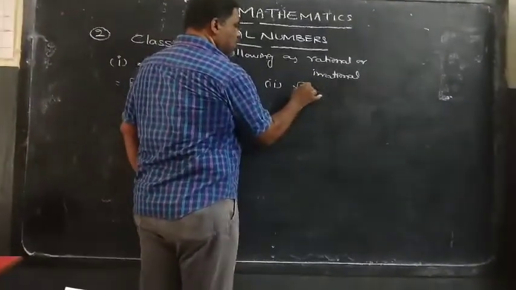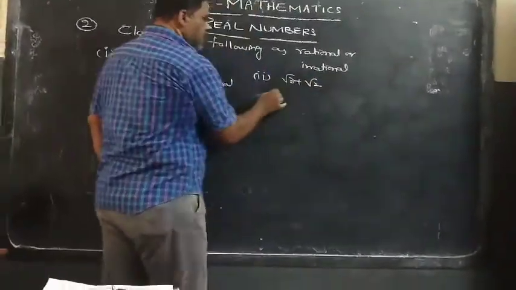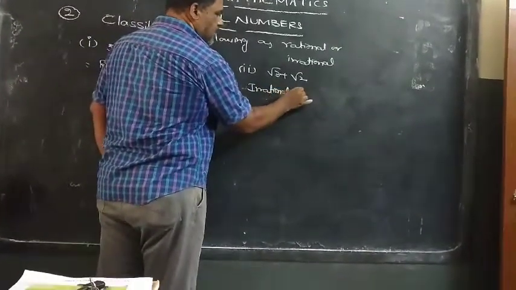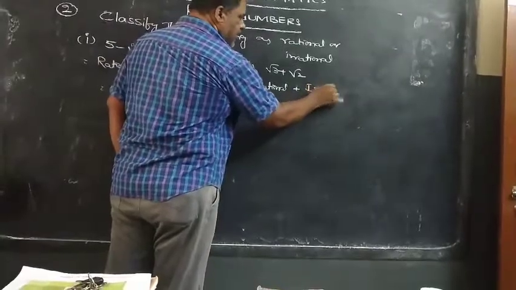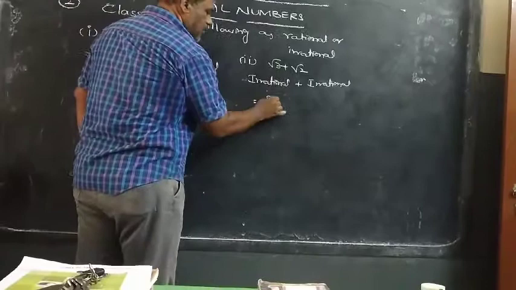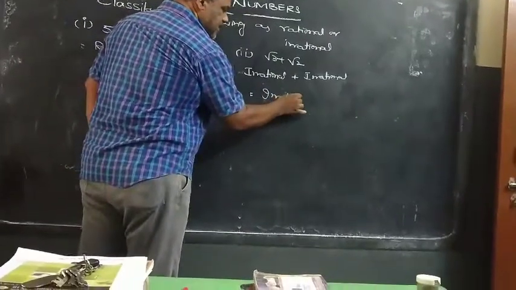Now root 3 plus root 2. This is an irrational number. This is also an irrational number. They are dissimilar terms, we cannot add them. So final answer is it is irrational.